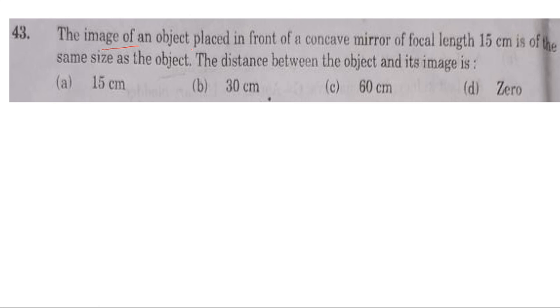The image of an object placed in front of a concave mirror of focal length 15 cm is of the same size as that of the object. The distance between the object and its image is 0. That is the correct answer.